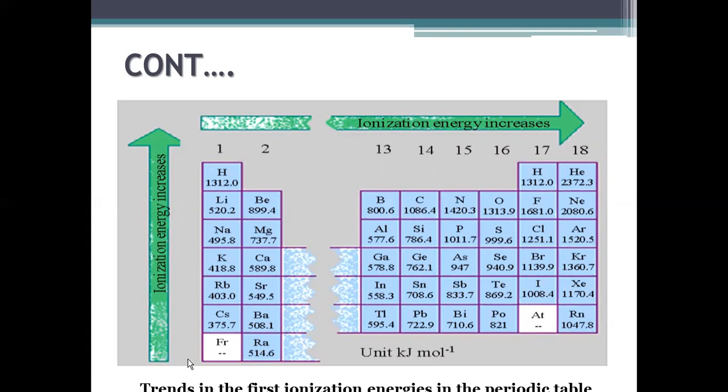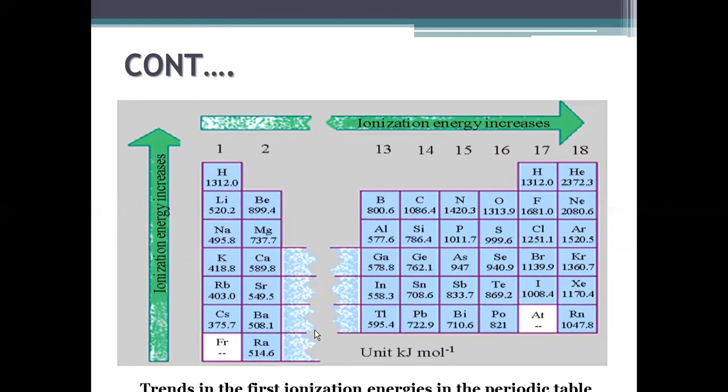Going down the group, the trend is decreasing from top to bottom. What is the reason? The addition of shells. Once that happens, the distance between the nucleus and the electron becomes more. Therefore, the effective nuclear charge becomes less, and the attraction is also less. So down the group, you have to provide less energy to remove the electron. That's why the ionization energy is decreasing.